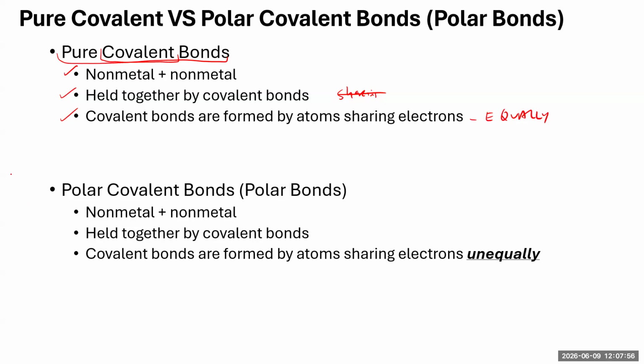It's equal. Now we're going to introduce something new called polar covalent bonds, or you can also call them polar bonds. Like polar bears, but polar bonds. It's also between a nonmetal and nonmetal. They're held together by covalent bonds, but here's where it's different. Covalent bonds are formed by atoms sharing electrons unequally. Unequal means it's polar. We'll take a look at what all that means.